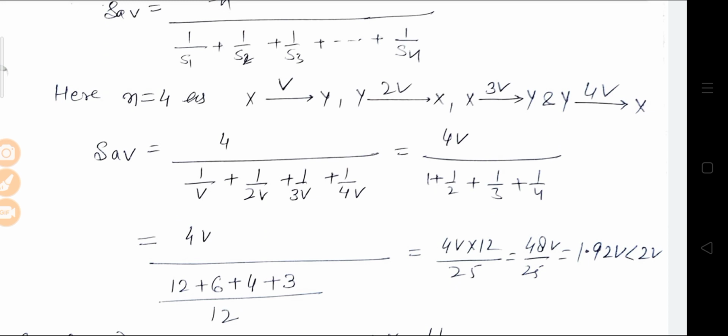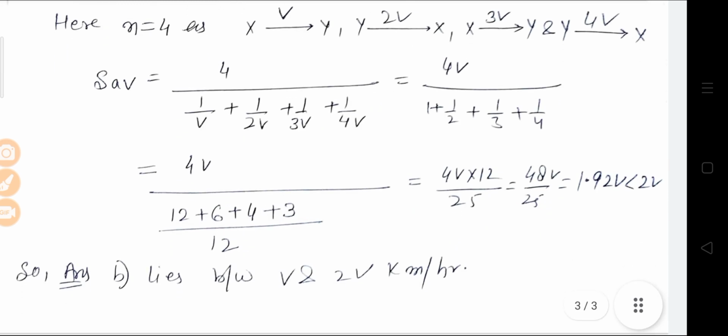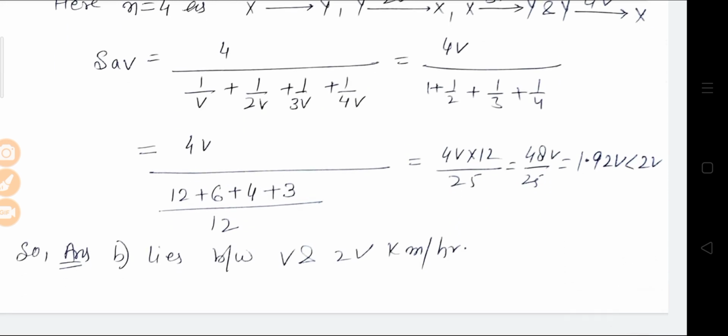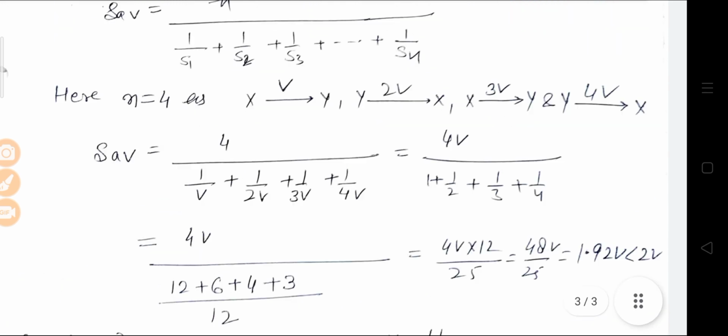You have to put in the values. So S average equals 4 upon (1/v + 1/2v + 1/3v + 1/4v). Now after solving you will find that the average speed comes to 1.92v, and 1.92v is less than 2v. So the answer will be option B, as the average speed of the car will lie between v and 2v km per hour. Thank you.